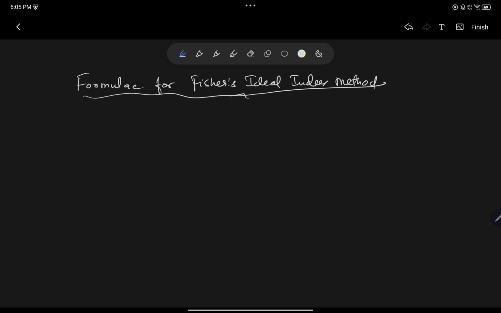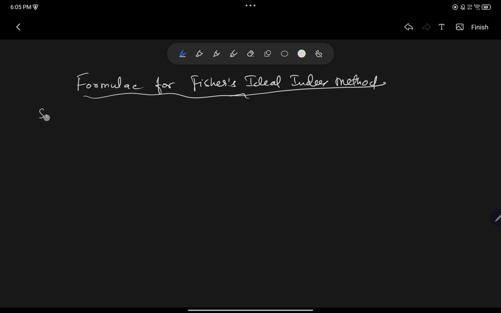Fisher's ideal index method. If you check it in Google, you will see that the formula is very big and lengthy, and how to remember that? That's the question. Let's make it simple and easier to remember, because we don't want to behead anything. If we behead something, we will forget it or get confused in the examination, right? So let's make it simple.